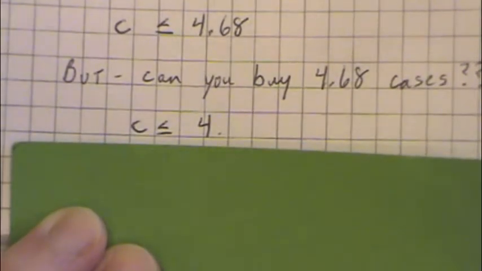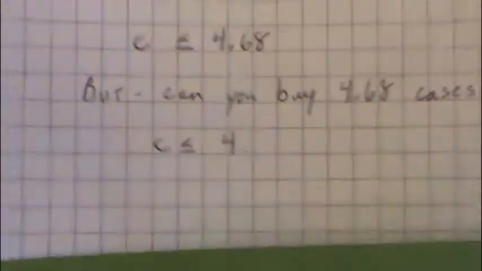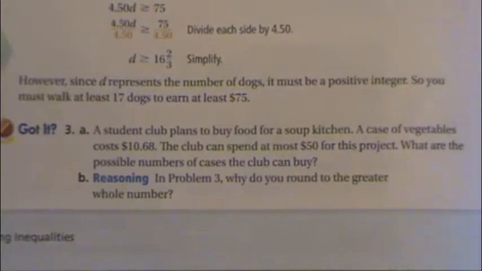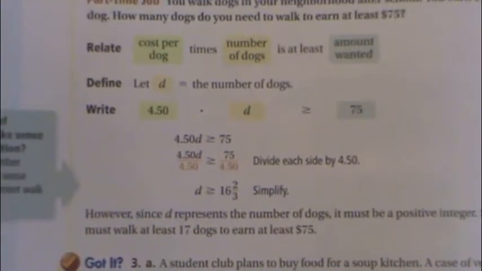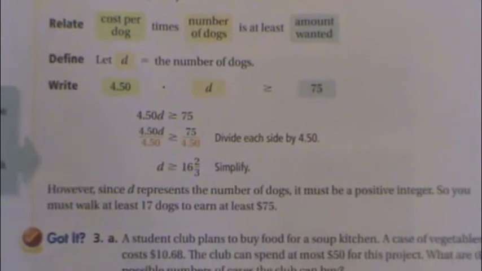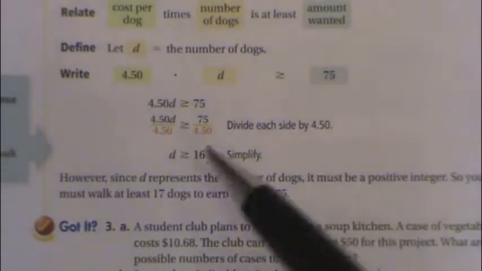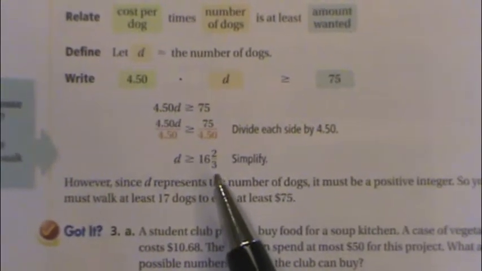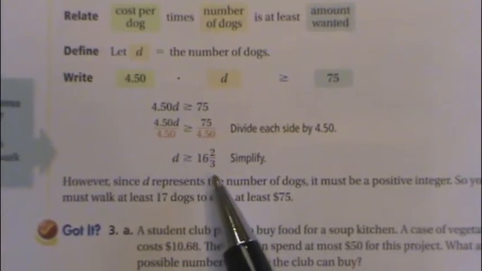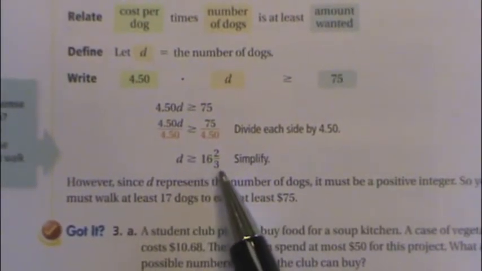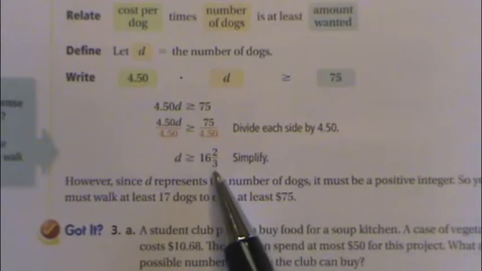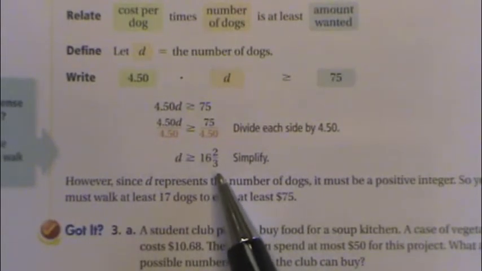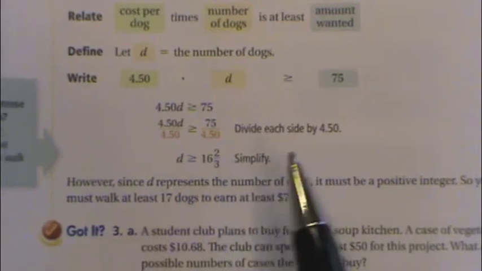Then for letter B, they want you to take a look at, similarly to the question I just asked you about how many cases can you buy, does your answer of 16 2/3 dogs make sense up here? Well, no. If you're going to have to walk 16 2/3 dogs to earn the money you want to earn, you better round up to 17. Otherwise, I think the dog that you cut into thirds will be pretty upset with you.